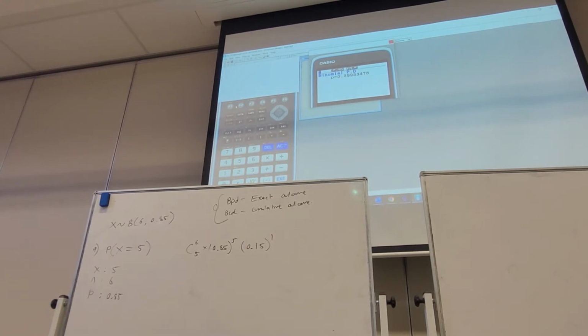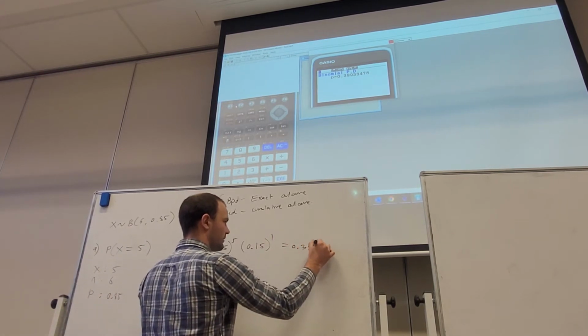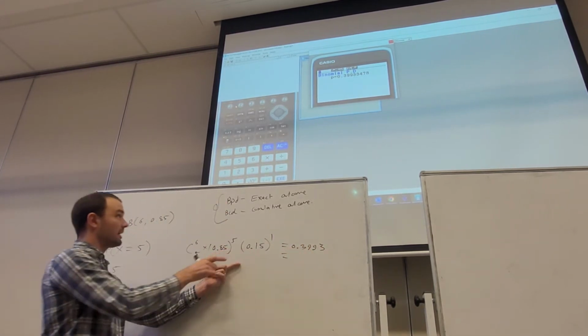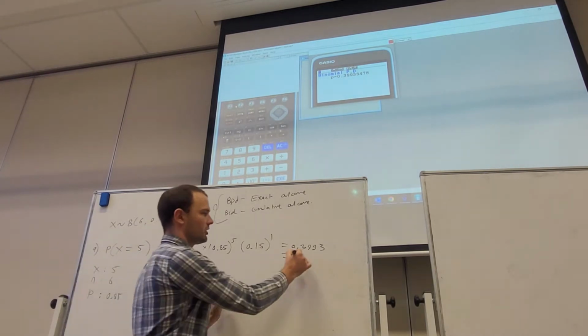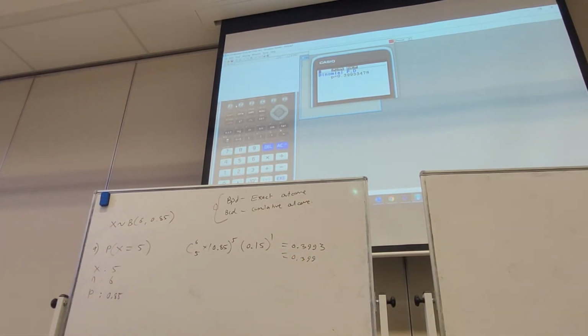Calculate. 0.3993. Okay, I give you the royal guarantee. If you put this in your calculator, it's going to give you the same answer that we generated up here. Okay, get in the habit of making sure we're writing, especially probabilities, to 3 significant figures. Okay, so that's the first calculator process we can use.